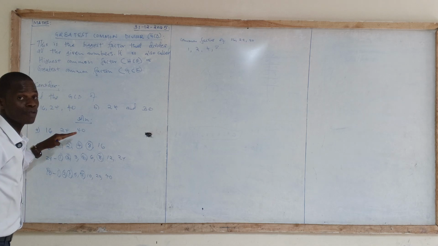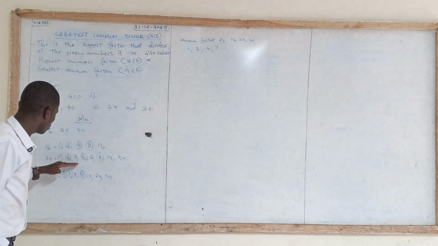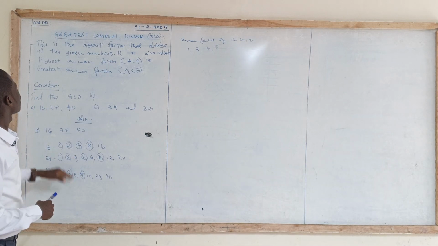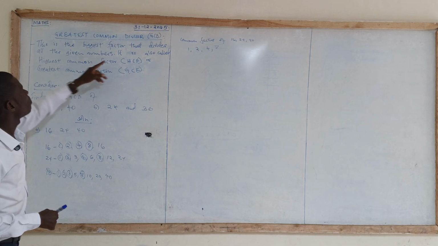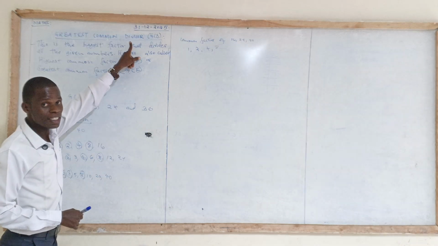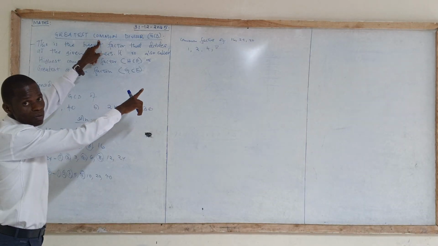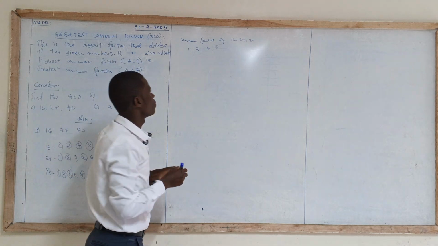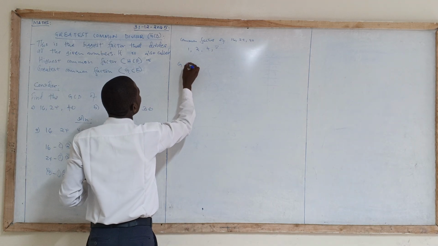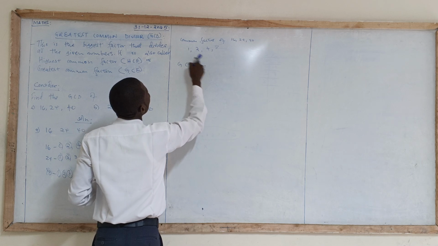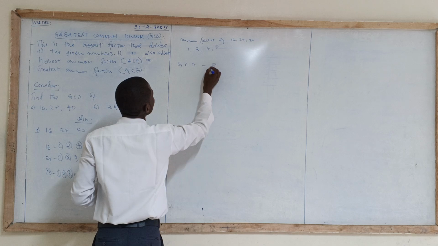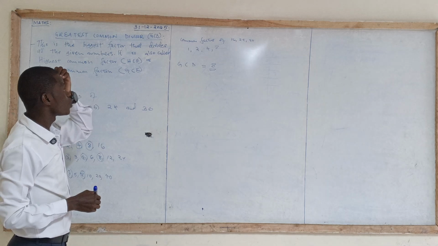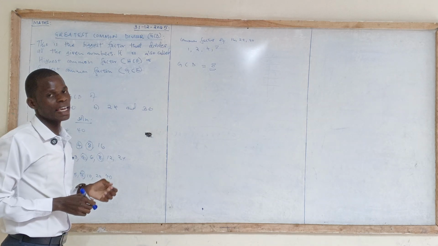These are factors that are found in 16, the same factors are found in 24, and the same factors are found in 40. Common factors. After dealing with common factors, remember we have listed all the factors, and we have looked at the common factors. The next thing is now the greatest common factor, the greatest of all of them. So the greatest common divisor of all these factors is 8. So you see, the GCD of 16, 24, and 40 is 8.